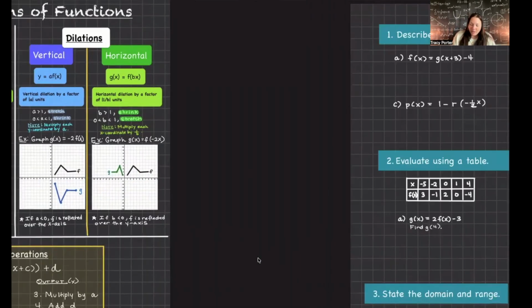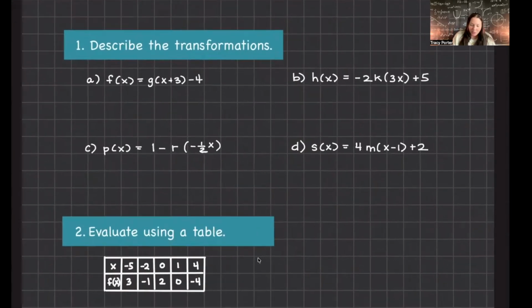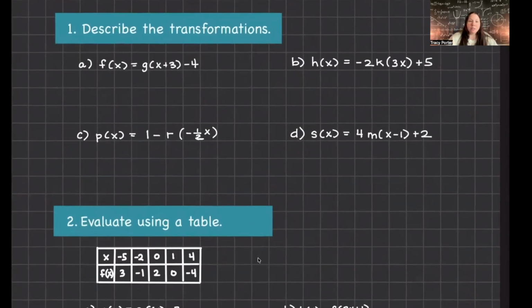And then if we go over here, I have some examples. So we're going to start with working through each of these examples. So first we want to describe the transformations. So that is putting the vocabulary to it. So if we're going to describe the transformations for the first one, we want to start with whatever's happening to the input. So you've got a 3. So we want to talk about what that's doing. And then you've got a -4. So we're always going to start with the input.